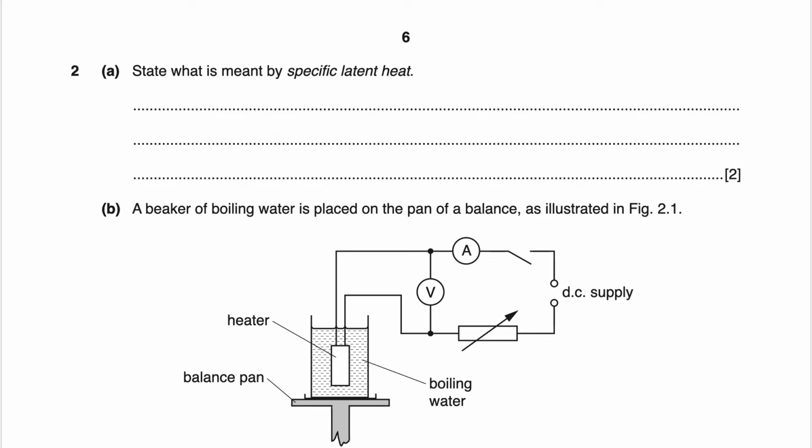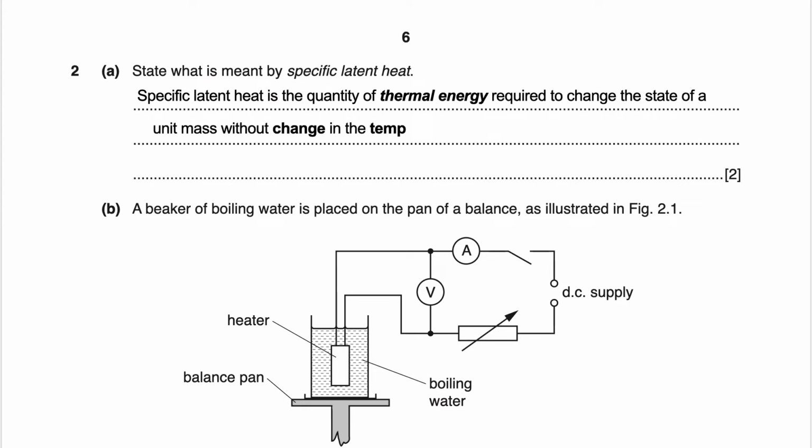For example, how will you change an ice cube into liquid without changing the temperature? We keep slowly increasing the heat, but the temperature of the ice cube will not increase, because the energy is used to melt the ice cube. So how can we write it? Specific latent heat is the quantity of thermal energy required to change the state of unit mass without changing the temperature. Okay, let's look at the B question.